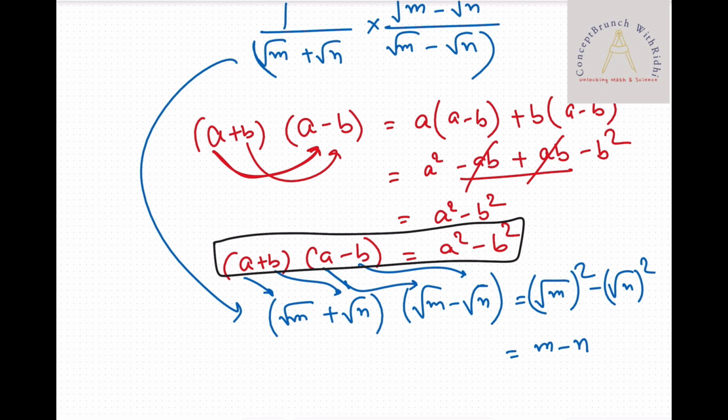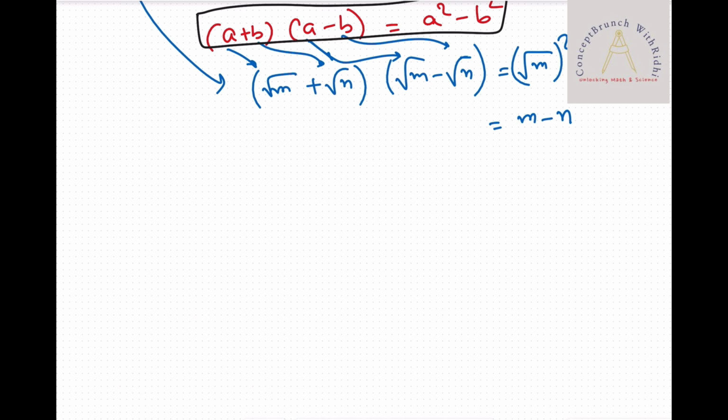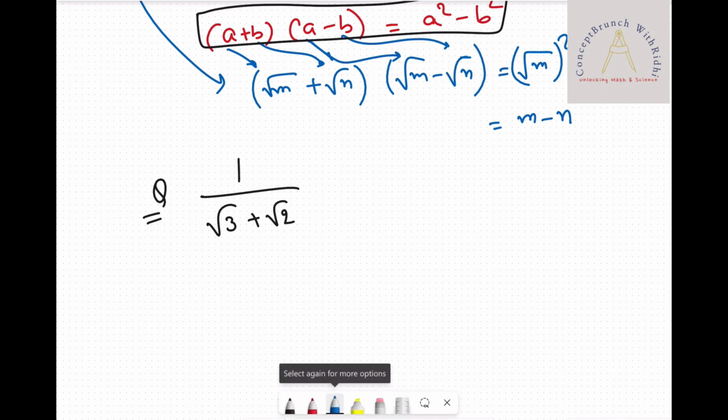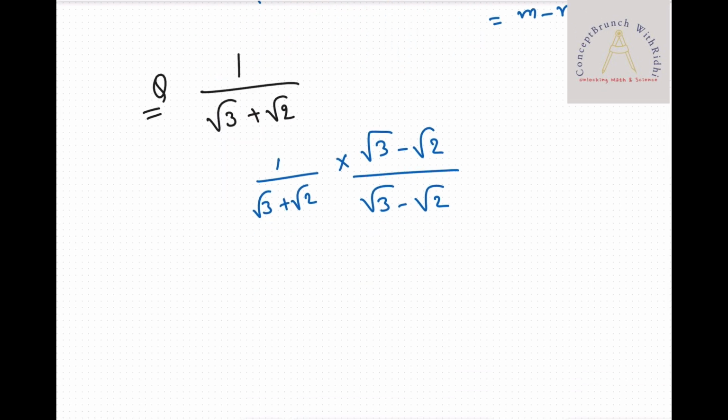So let's solve one example on the basis of this one. Let's suppose I have the example 1 over root 3 plus root 2. Let's solve it. Again, what will we do? We'll multiply by the conjugate here, right? So with root 3 plus root 2, we multiply root 3 minus root 2 divided by root 3 minus root 2. Same thing. First step, what will we do? In the first step, we will multiply the denominator part.